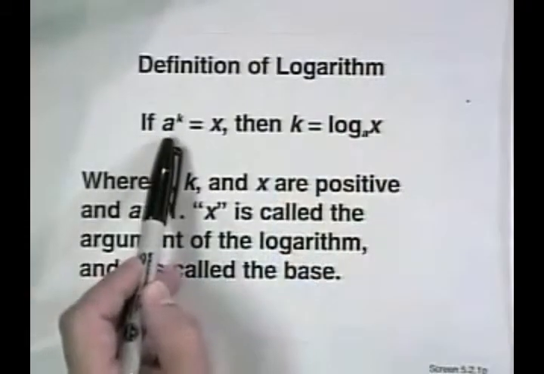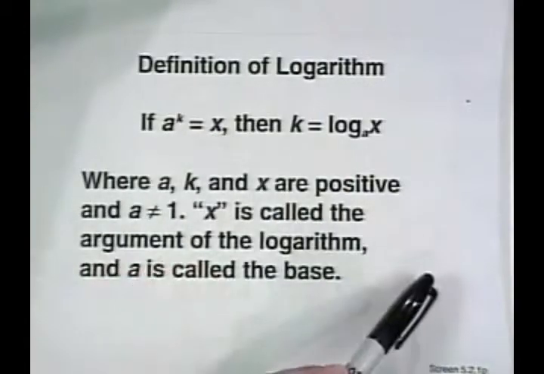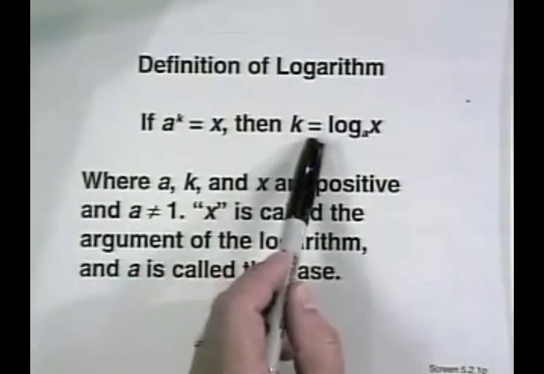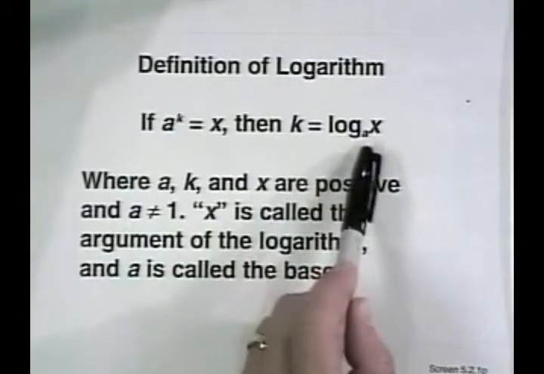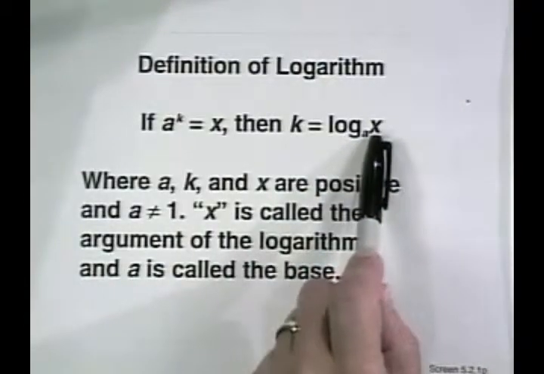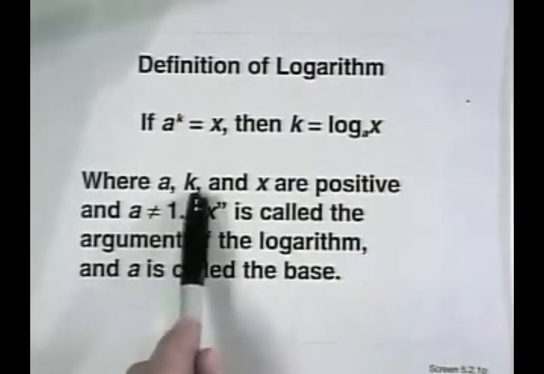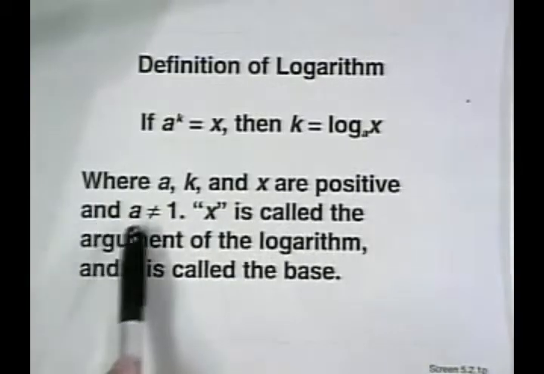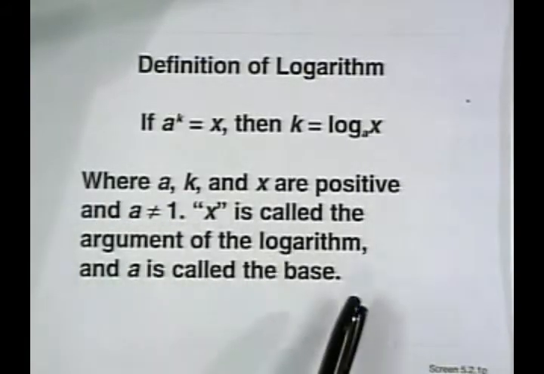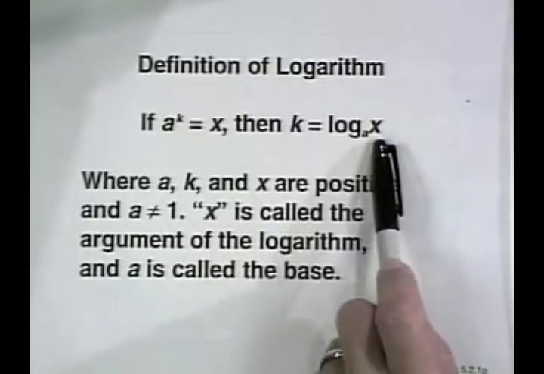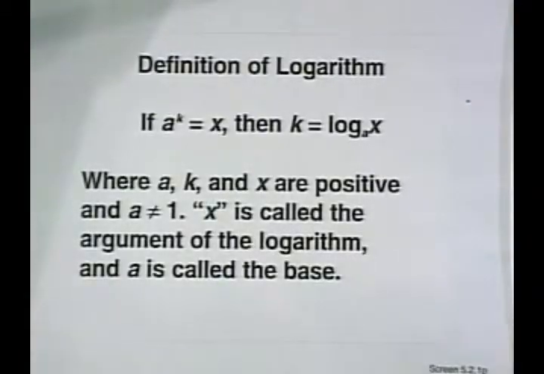If a to the k power equals x, then k equals the logarithm base a of x. A, k, and x are positive. A is not equal to 1. We call x the argument of the logarithm, and a is called the base.